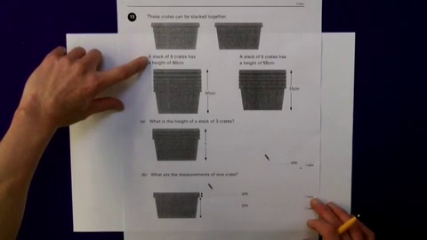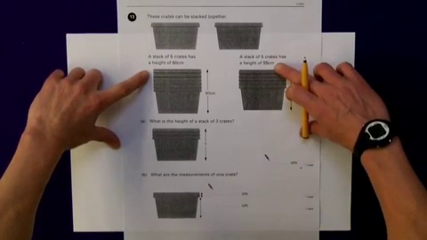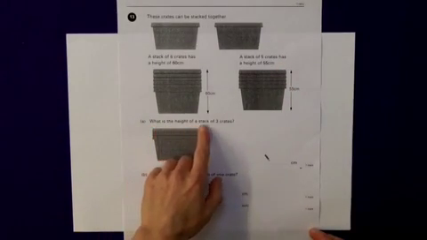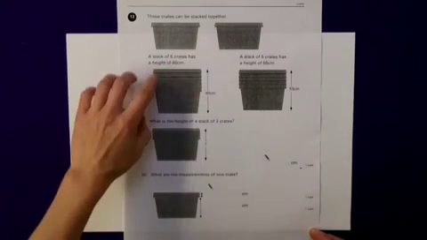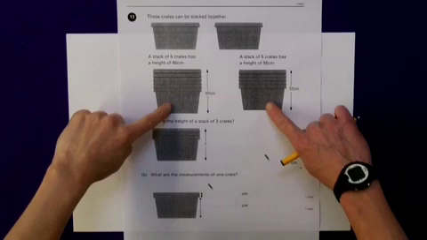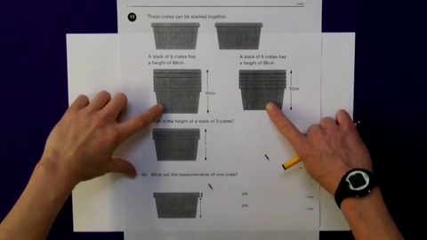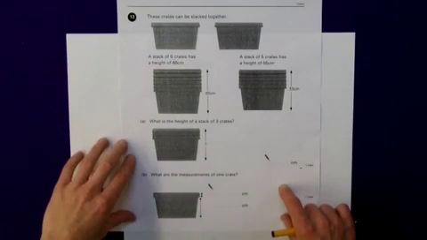It says a stack of 6 of them has a height of 60 centimetres, a stack of 5 has a height of 55 centimetres. The first question asks, what is the height of a stack of 3 crates? Well, you can't simply halve this, it doesn't work like that. The difference between the two stacks is 1 crate and a difference in height of 5 centimetres. So the rim of 1 crate is worth 5 centimetres.